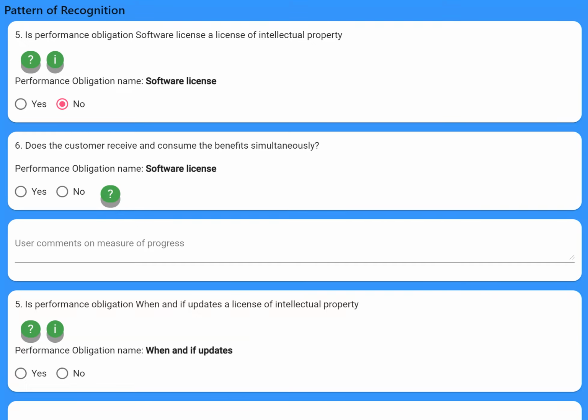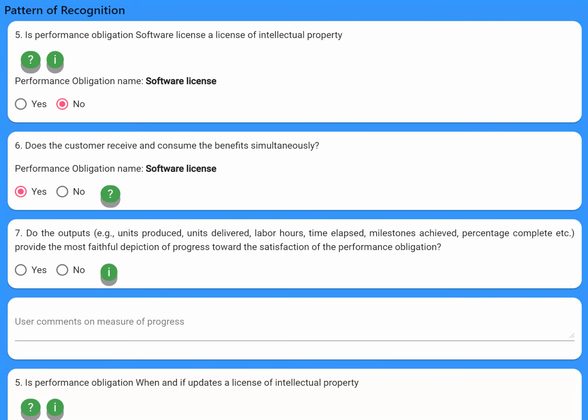So if you answer yes, remember there's 3 criteria for over time recognition. Any one of those 3, if met, would mean that you will recognize over time. And this is the first of the 3 criteria. So if we indicate yes, then that tells us automatically the performance obligation will be recognized over time. And the next question that pops up is asking if the outputs would provide the most faithful depiction of progress towards satisfying the performance obligation.